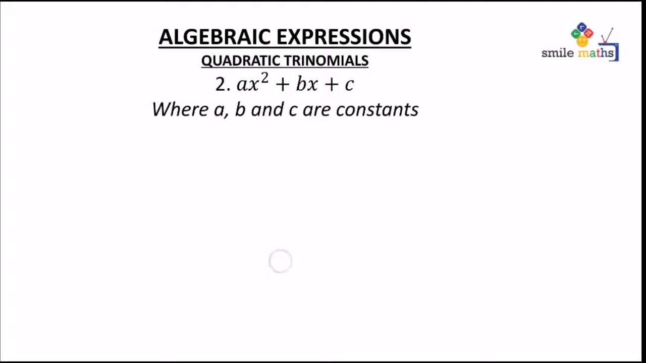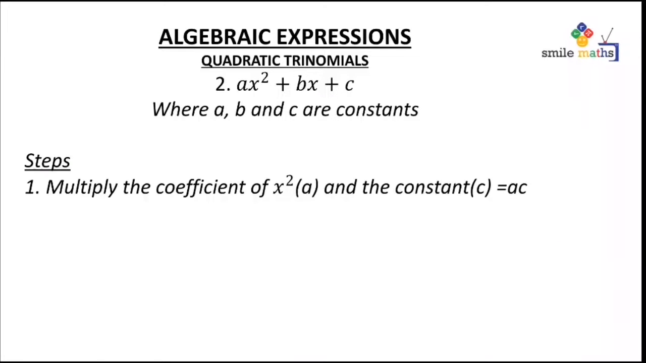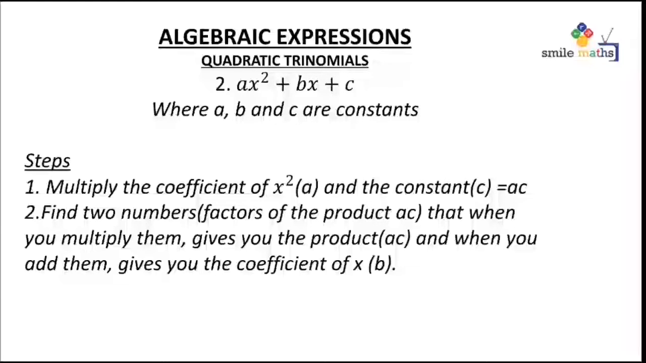Let's continue. Now this time, let's look at the second one, ax squared plus bx plus c, where a, b and c are constants. The first step over here is that we are going to multiply the coefficient of x squared, which is our a, and the constant c. So we multiply a by c, giving us ac. Then our next step is that we are going to find two numbers which are factors of the product ac.